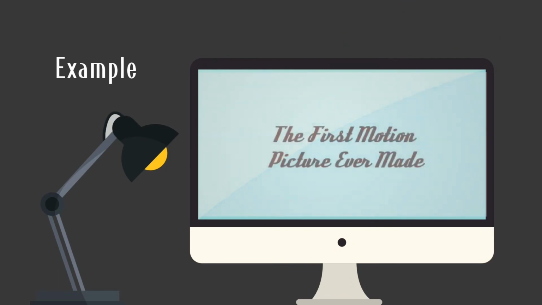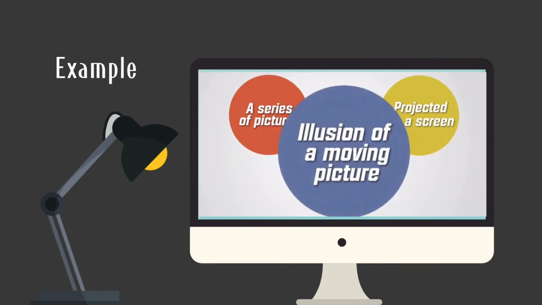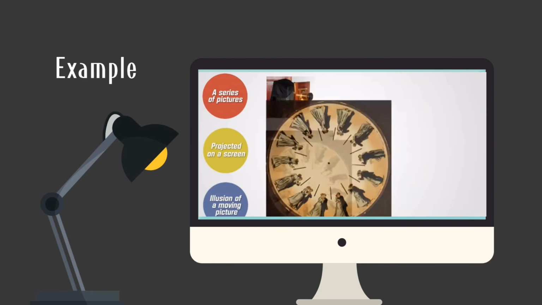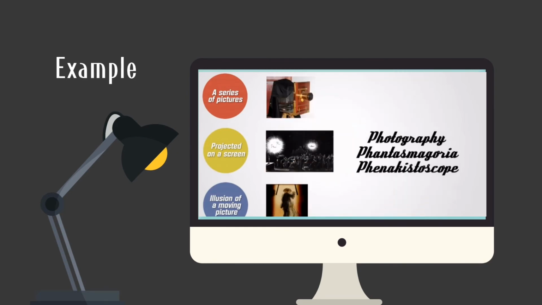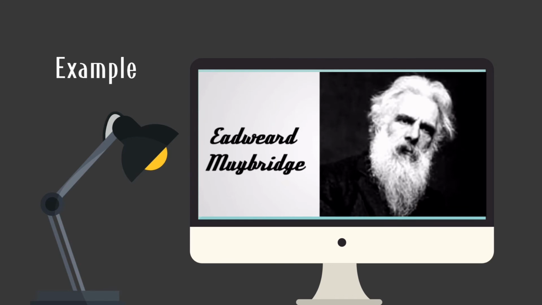Definition: a motion picture is a series of pictures projected onto a screen, creating the illusion of movement. By the 1800s, humans had discovered photography, projection, and motion. We just hadn't put them together. Then, a guy called Eadweard Muybridge changed everything.